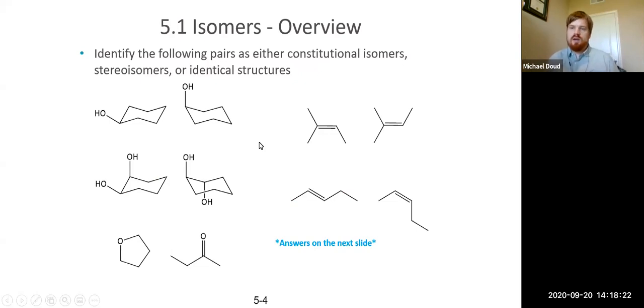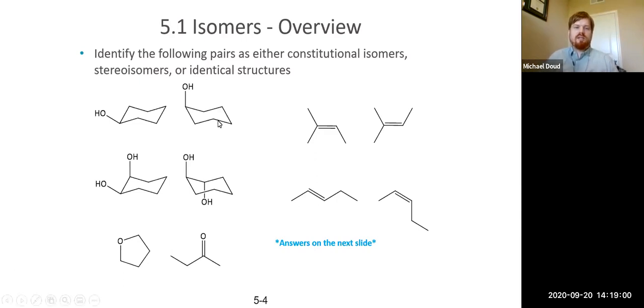Okay, so let's go ahead and give this a shot. Here's our first example. The types of options you have for this slide is that you have 2 different pairs, right? There's a pair here, a pair here, a pair here, a pair here, a pair here. And your options are either constitutional isomers, they could be stereoisomers, or they could be identical structures. So go ahead, give it some thought. I recommend pausing the video and going through and trying to identify each of them. And then we'll cover it when you come back. So go ahead, pause. Okay, and we are back, I hope.